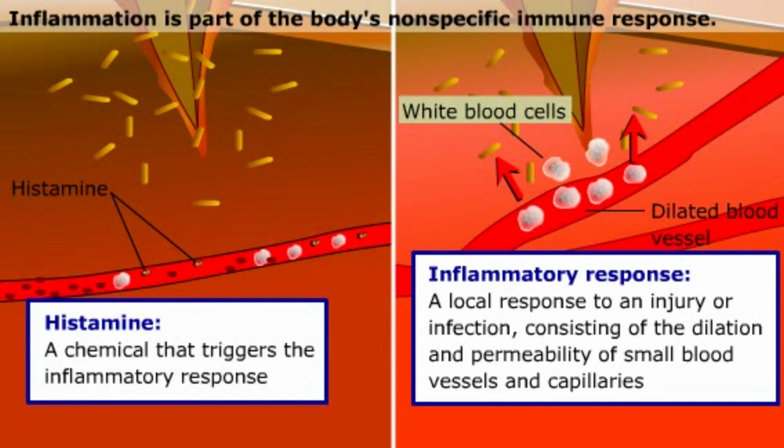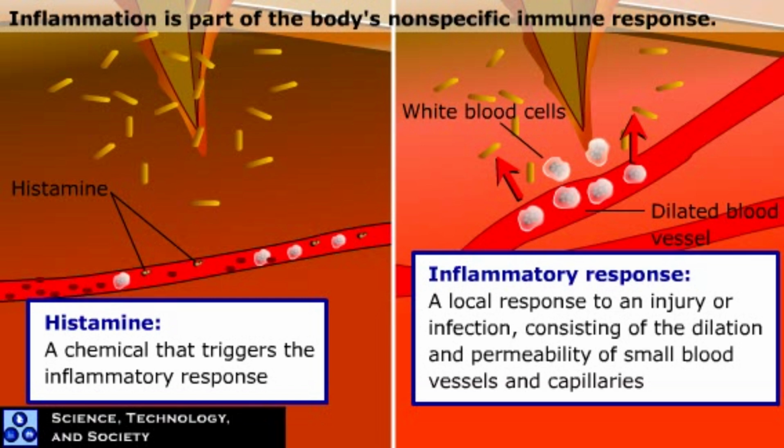Histamine also makes the small blood vessels and capillaries more permeable, allowing the passage of more white blood cells into the damaged tissue. The white blood cells then start fighting the pathogens and healing the injury. This is the immune response at work. An allergic reaction may be triggered by an overactive immune response.